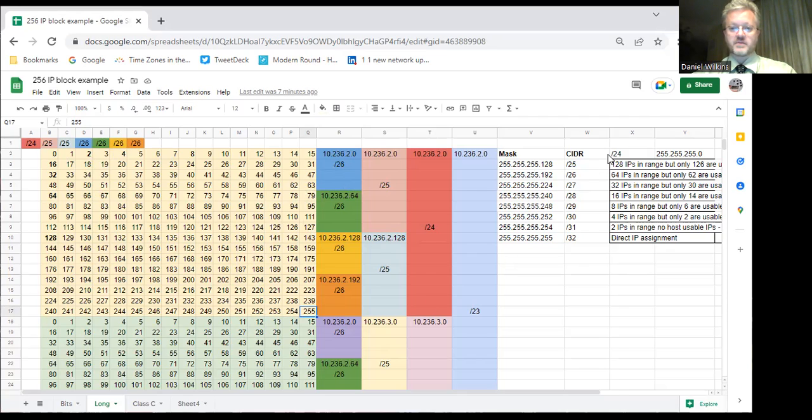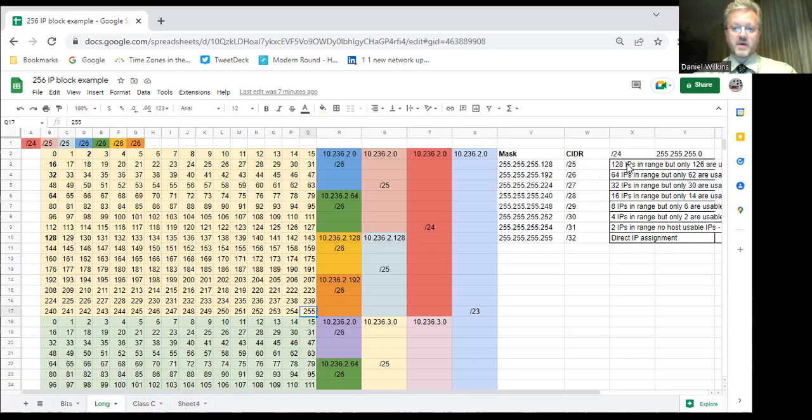Every time this CIDR number increases by 1, the number of IPs in the network gets cut in half. If we started at 256 with a /24 and we go to a /25, now we've only got 128 to work with. And every increment we do here, 25 to 26, cuts it in half again to 64, and so on. So 32, 16, and 8.